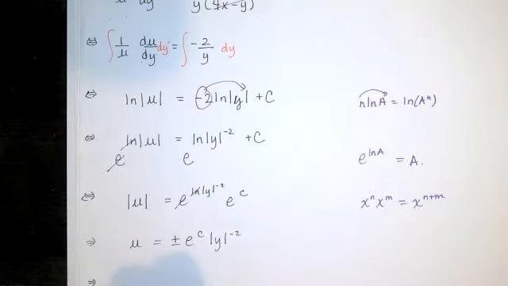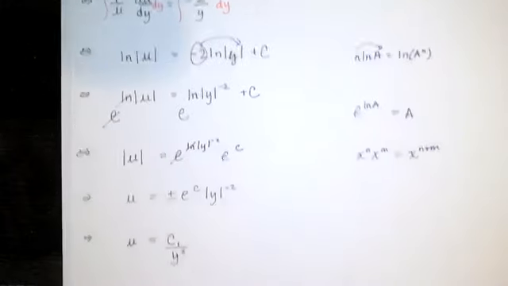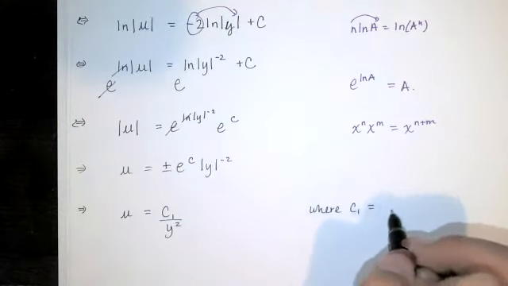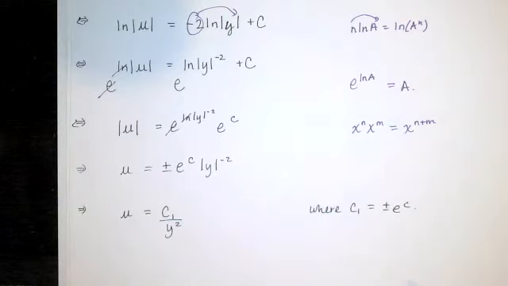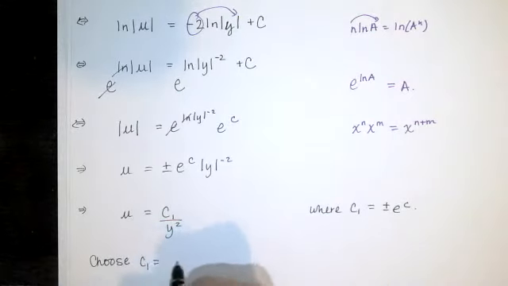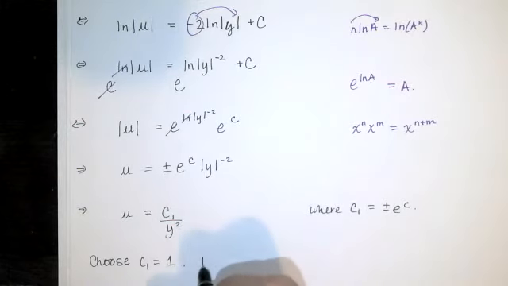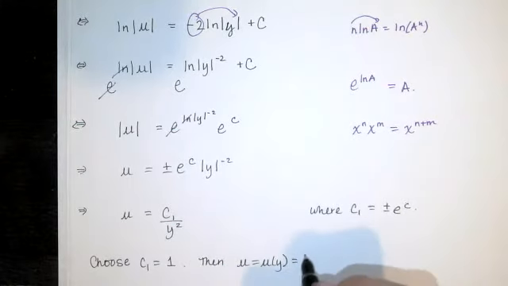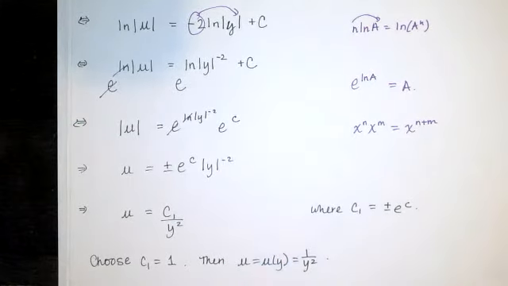And of course, we only want one integrating factor. So I could let this whole thing be c, and I've got a y squared in the denominator. And of course, we only need one integrating factor, so we can choose any value for c that we want. Of course, we don't want to choose 0. I would choose c1 equals 1 to make mu as simple as possible. So we've got an integrating factor that depends on y only. It turns out to be 1 over y squared.